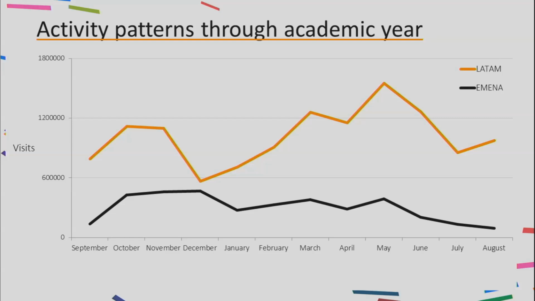Sorry. Okay, so what we've got here are 2 lines. The orange one is Latin America, and this is the academic year from September through to August. The black one is Europe and the Middle East. And what you can see is that you get a big, big dip in December. Why would we get the dip? So the dip in Latin America.